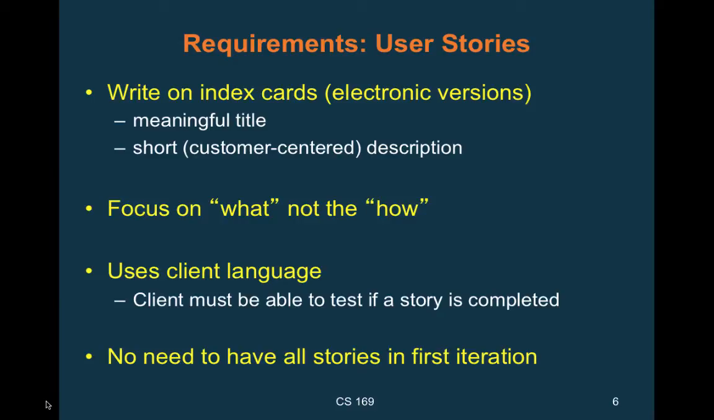And very often try to use a language that clients can understand, because if you do have close contact with the customer or a user base, they should see these before you're implementing them and help you prioritize them and refine them. And again, there's no need to have all the stories in one iteration. So for your document in 2 weeks or a week and a half, we'll want to have some user stories in detail, the ones that you plan to implement in the first iteration, but maybe not all of them.